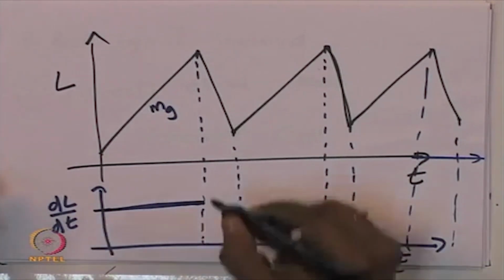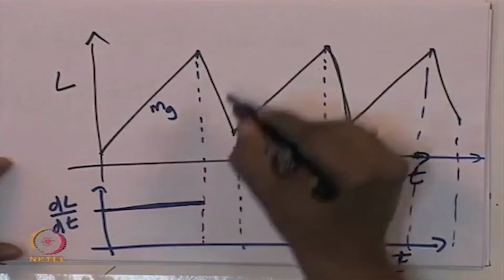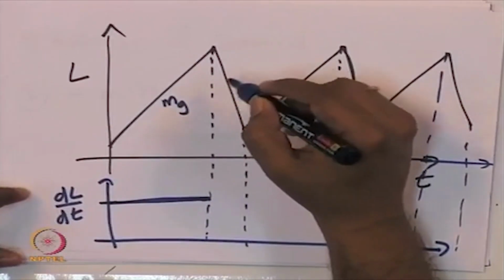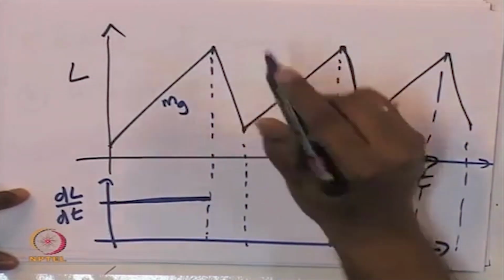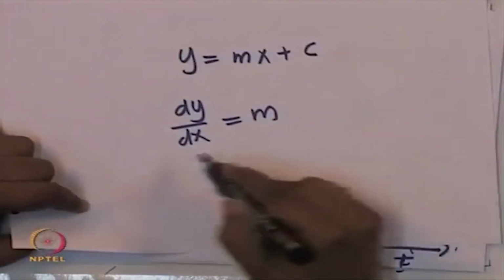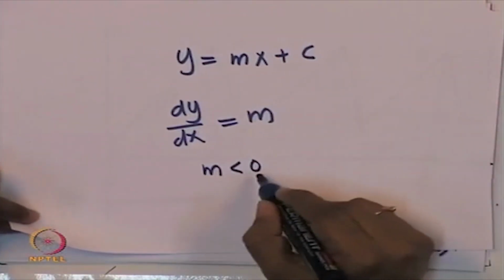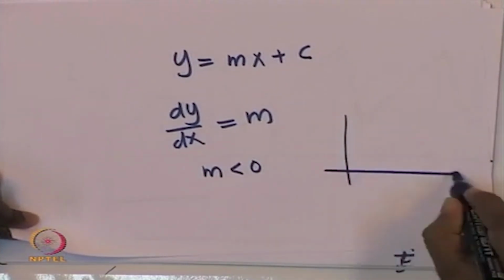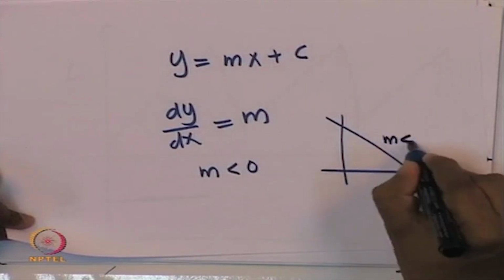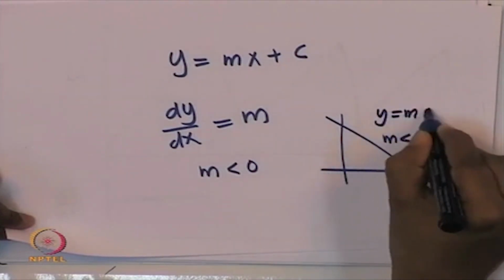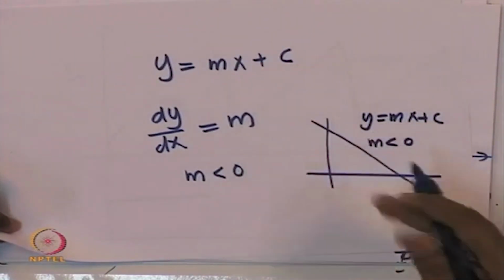Okay, this is mg, and this is now the second part, a different slope, and this is actually again another line, but a line like this. As you know, if you have m less than 0 for a straight line, if the slope is negative, the line will look like this. So, this is y is equal to mx plus c with m less than 0, the slope less than 0. So, this will look like the slope is like this.